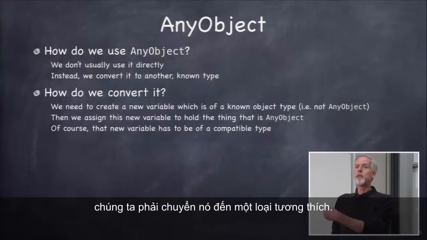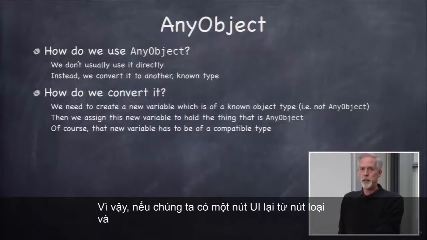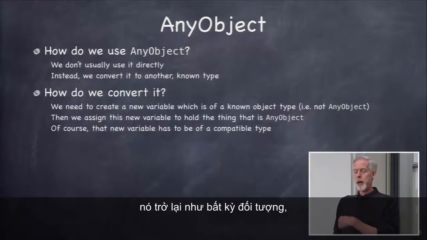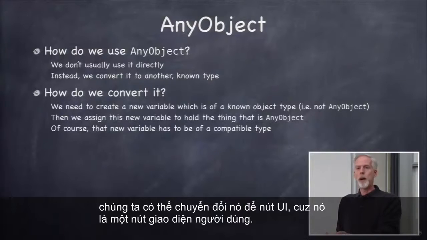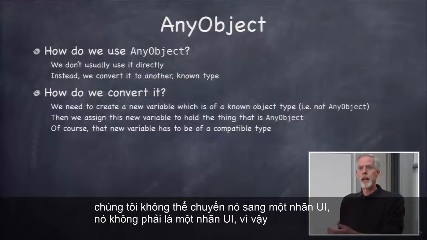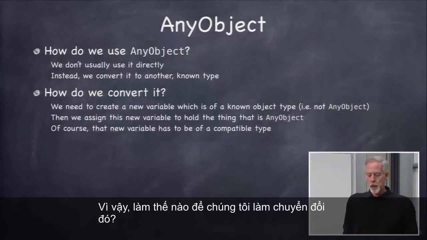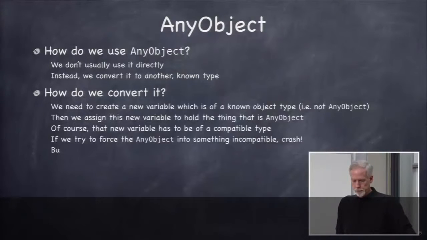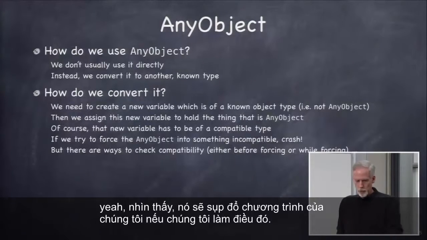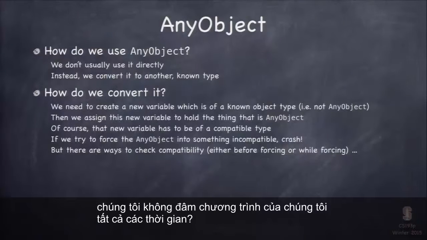Now, of course, we have to convert it to a compatible type. It actually has to be one of those things. So if we got the UI button back from button type and it comes back as any object, we can convert it to UI button because it is a UI button. Okay, but we can't convert it to a UI label. It's not a UI label, so that would crash our program actually. So how do we do that conversion? Yes, that would crash our program if we do that. How do we do that conversion safely so we're not crashing our program all the time?